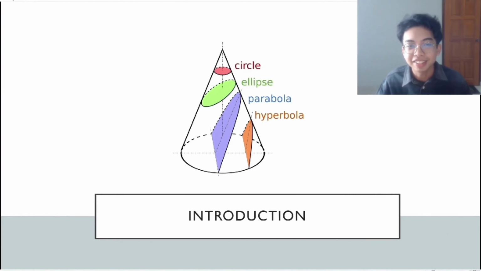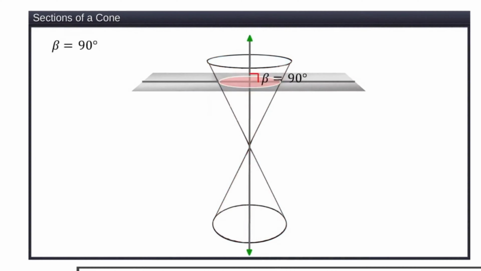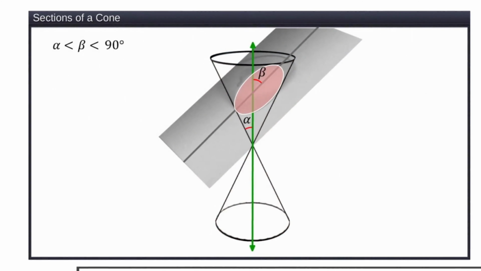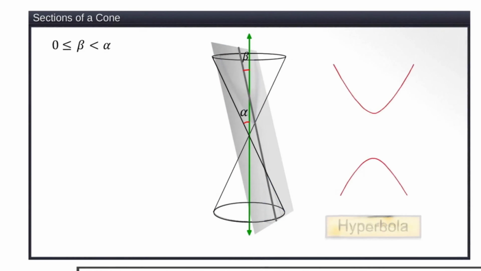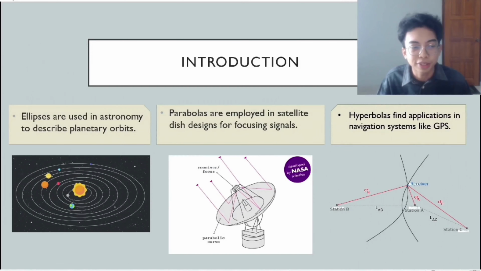As you can see, for let's say a circle, when you intersect a cone and a plane perpendicularly to each other, you get the circle shape. And if you adjust that angle, you get all the other three shapes. Now, here are some real life applications for all the shapes I just talked about.